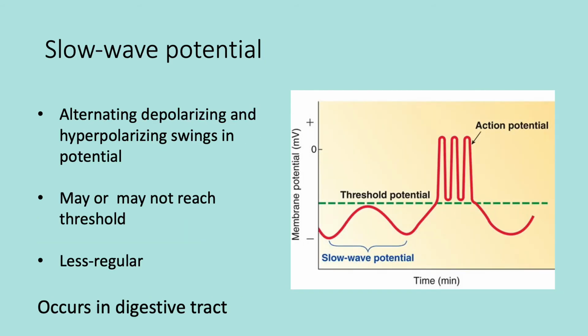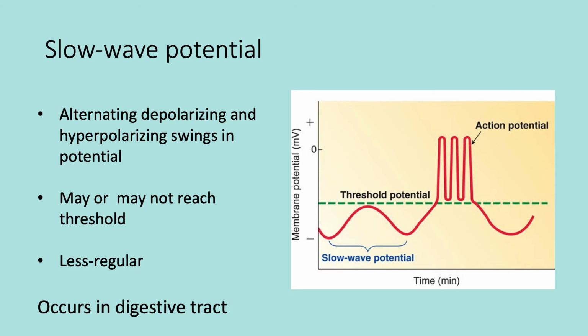In contrast then to the regular rhythmic cyclical patterns of depolarization that we saw with pacemaker potential, we have slow wave potential. And it's unknown how we get these slow wave potentials, how they occur, but we see that they're alternating depolarizing and hyperpolarizing swings in potential. And they may or may not reach threshold, but when they do hit threshold, you get this burst of action potentials that will lead to contractile activity.